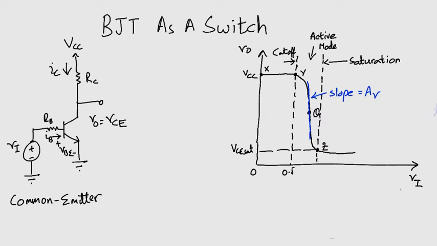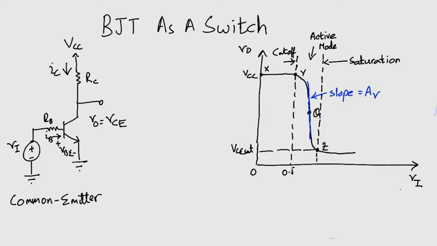To study BJT as a switch, we have to make slight modifications to our common emitter circuit. We have introduced the resistance RB between the input Vi and the base terminal. So now VBE is no longer equal to Vi. Now for our operation, we have to utilize two modes, the cutoff and the saturation.